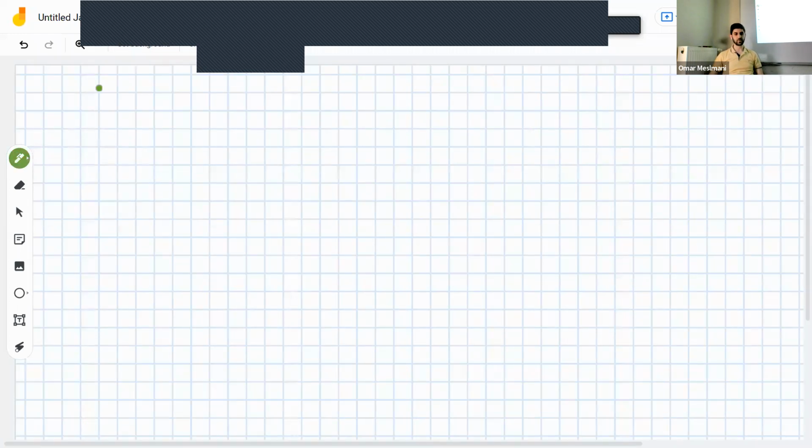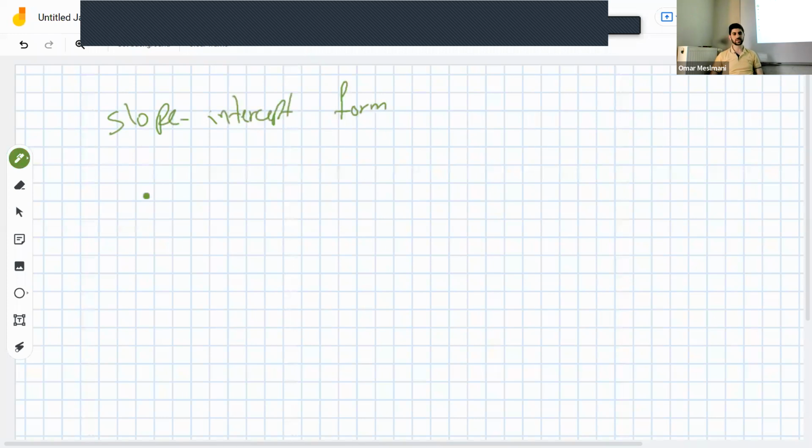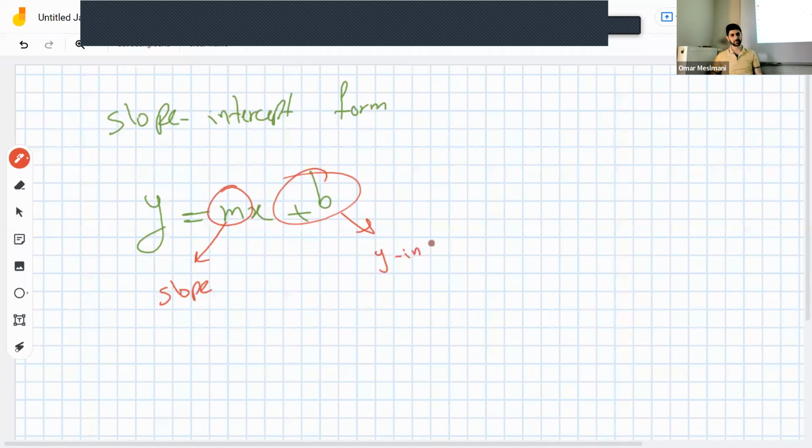Now, what if I have, again, what was the slope intercept form? The slope intercept form is basically y equals mx plus b. M stands for the slope, and b stands for the y-intercept. Here I just mentioned that I have an intercept, but which intercept? It is the y-intercept. So m is for the slope and b is for the y-intercept.